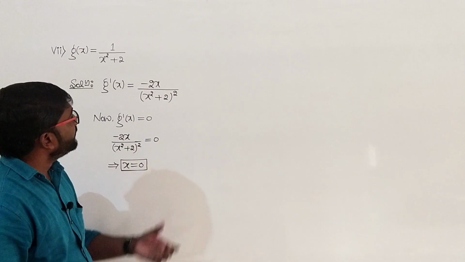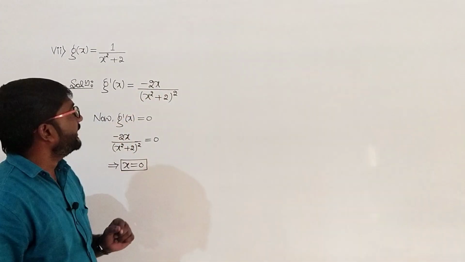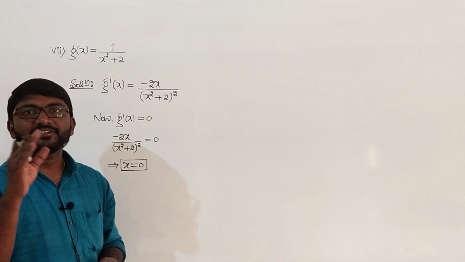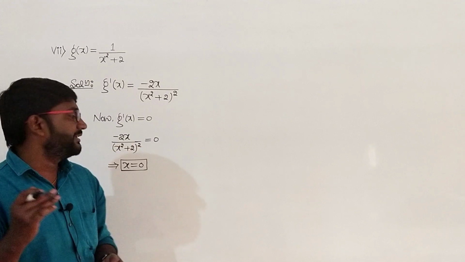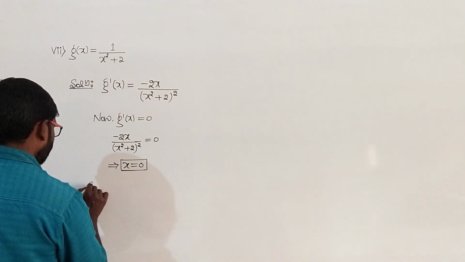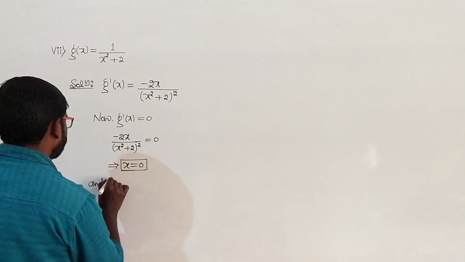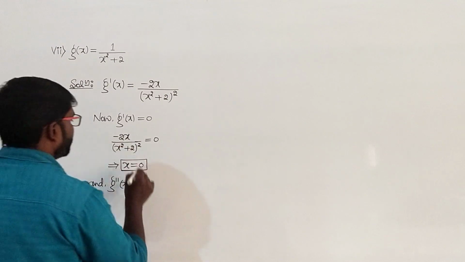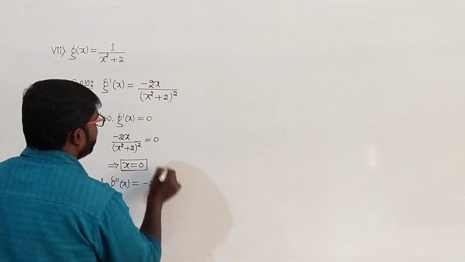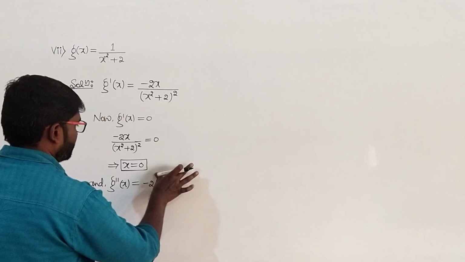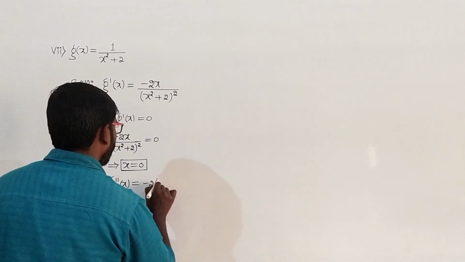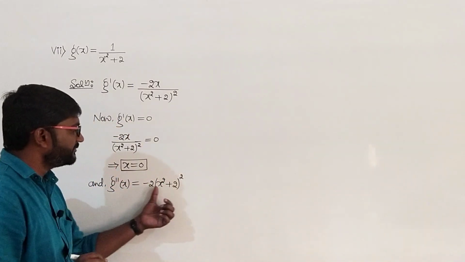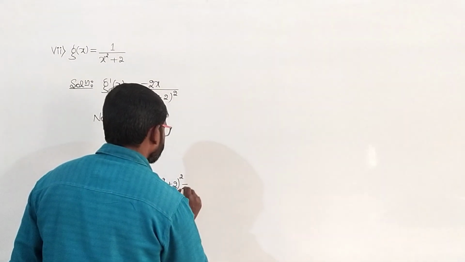So this is the only critical point. Now, we will have to go for the second order derivative. It is in the form of u by v. Quotient rule: u by v the whole dash equal to u dash v minus u v dash divided by v square. So g double dash of x is equal to the derivative of the numerator, it is minus 2, then u dash v, write the denominator as it is, x square plus 2 the whole square as it is.